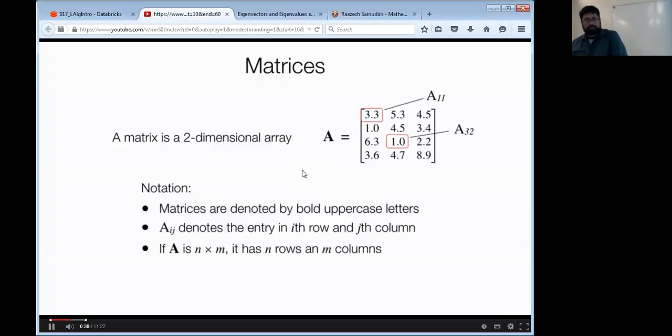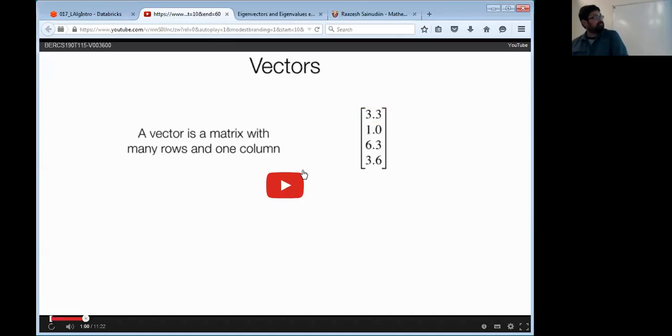We say that a matrix with n rows and m columns is an n by m matrix. So for instance, the matrix in our example here, having 4 rows and 3 columns, is a 4 by 3 matrix. If the matrix is n by m, we also say that A is in R to the n times m. And we'll use these two notations interchangeably throughout the course.